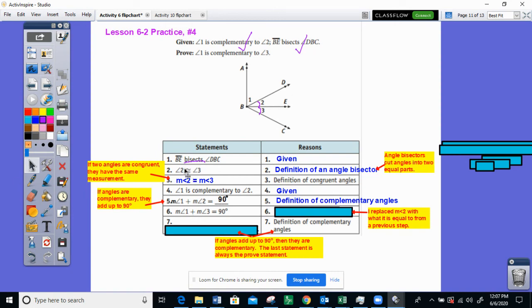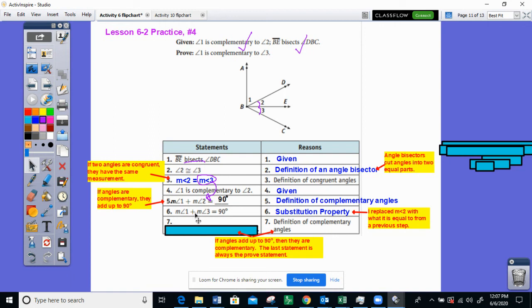So now let's look at what we have changed in step 5 to get to step 6. Can you see the only difference between step 5 and step 6? It's we changed the measure of angle 2 to the measure of angle 3. So we're plugging in the measure of angle 3 where the measure of angle 2 used to be. How do we know that? Because in step 3, the measure of angle 2 equals the measure of angle 3. So we can replace the measure of angle 2 with the measure of angle 3.